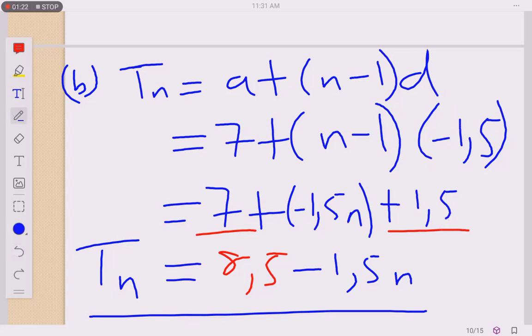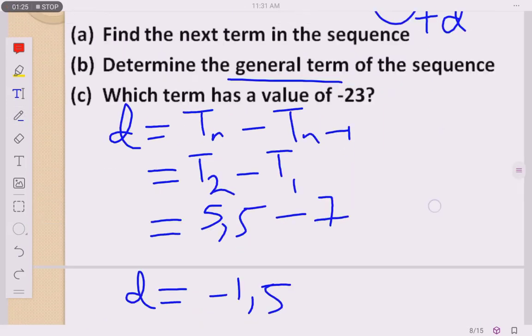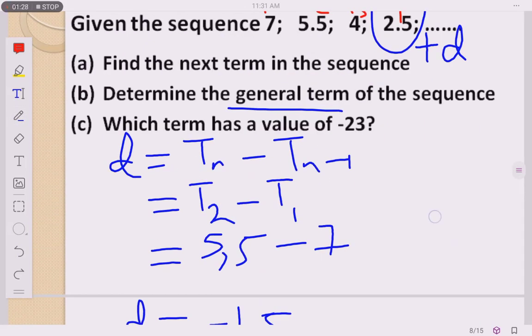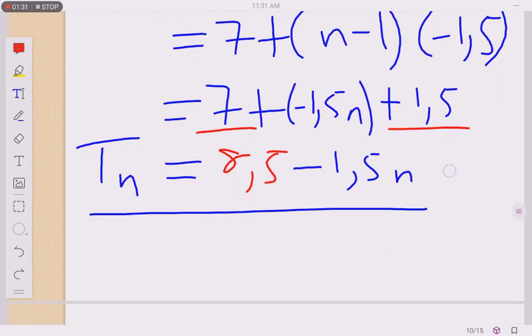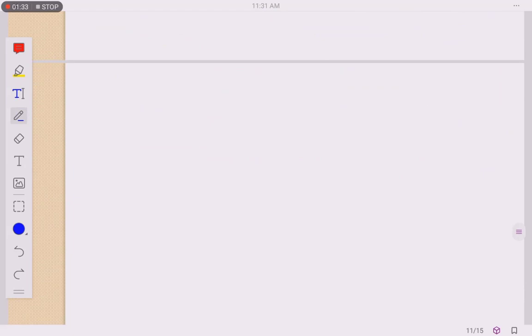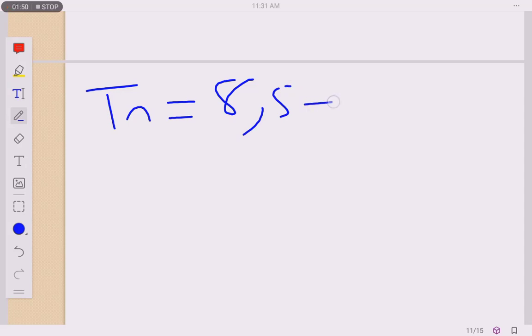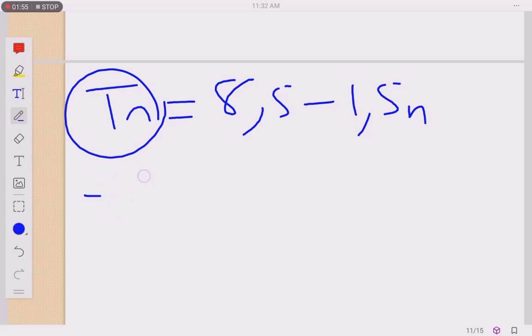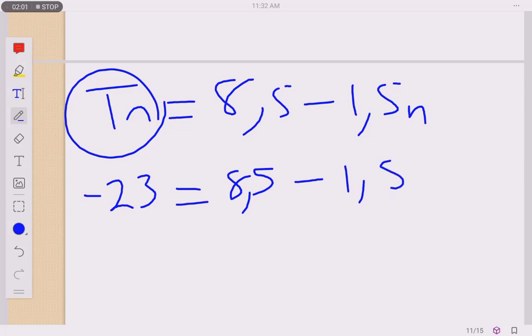Let's go to part C of the question. Part C is saying, which term has a value of minus 23? So we want to find the term with the value of minus 23. We use the general formula that we just generated, Tn is equal to 8,5 minus 1,5 n. So we will substitute Tn for minus 23 and have minus 23 equals 8,5 minus 1,5 n.